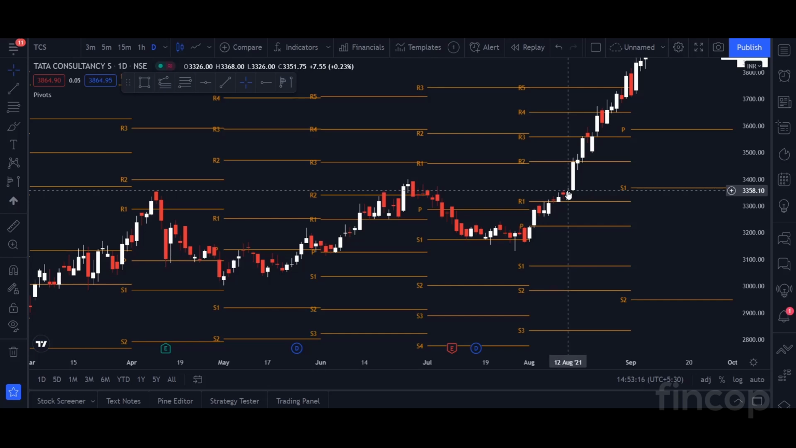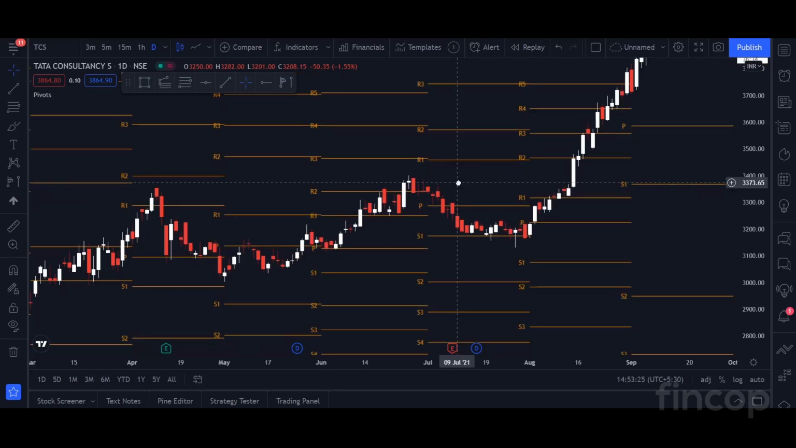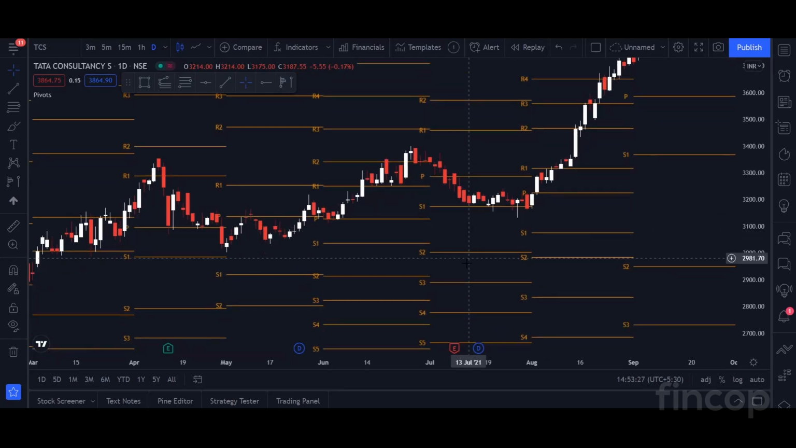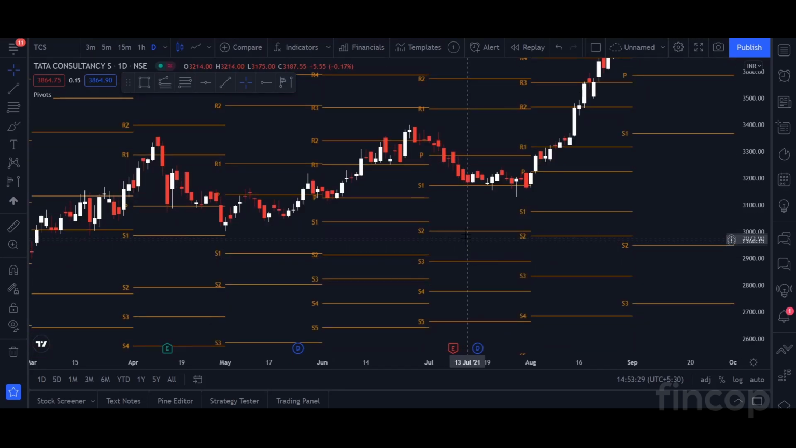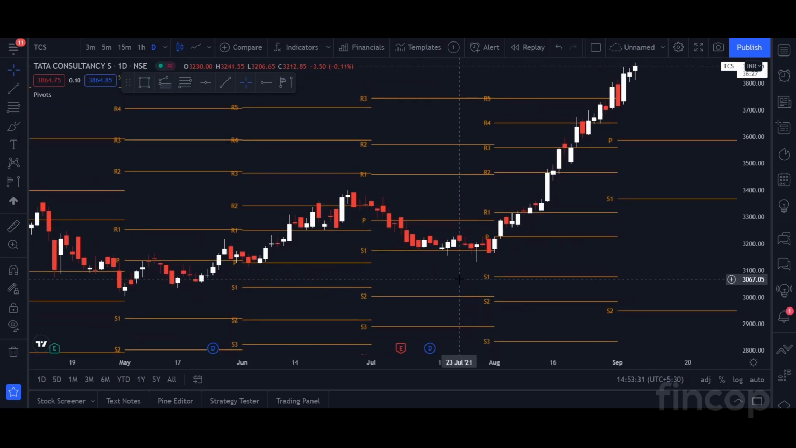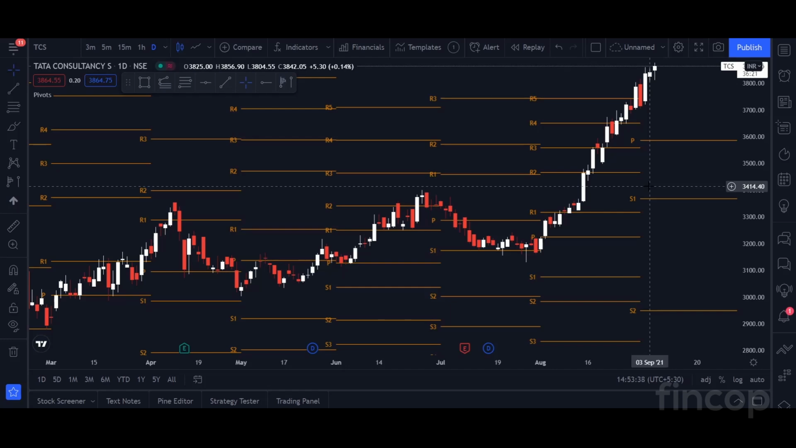Okay, so obviously the line which is written with P on it is the pivot level. The ones above are R1, R2, which are the resistances, and below are the supports, like support 1, support 2 and support 3. So if you have a basic knowledge of resistance and support, then you will get a very easy understanding of this.